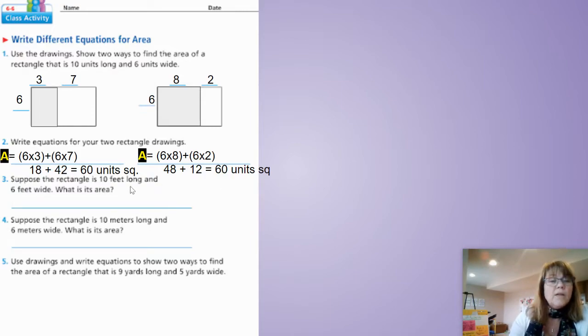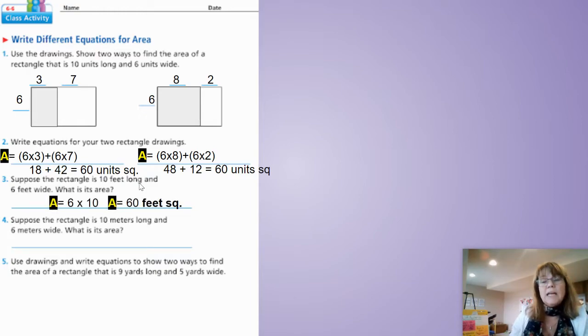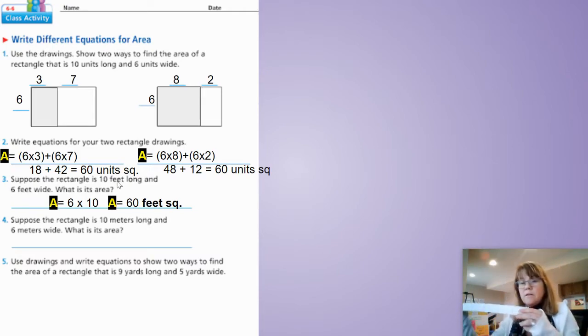Okay, now they're wanting to know if I had 6 and 10 feet for a rectangle, what would the area be? Well, 6 times 10 is 60, but now I'm going to use feet instead of units, because this label has changed. Now, feet is very different than, for example, meters.